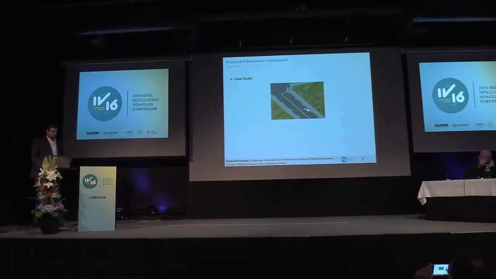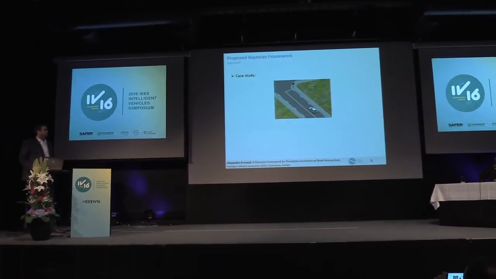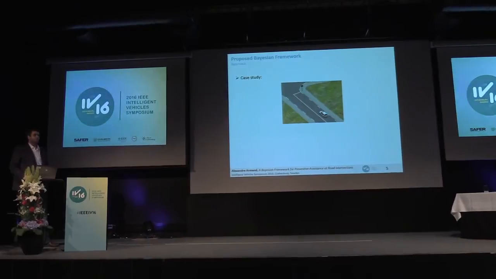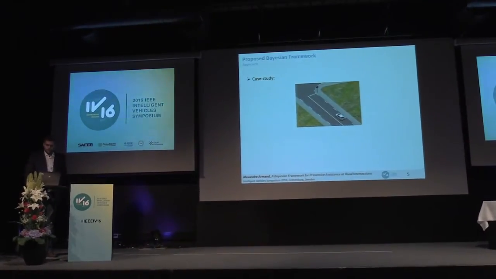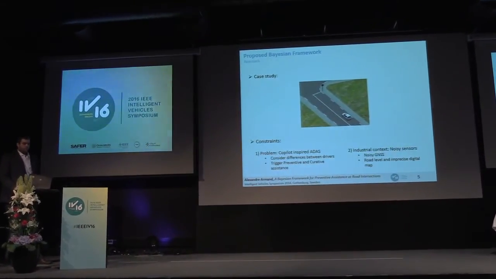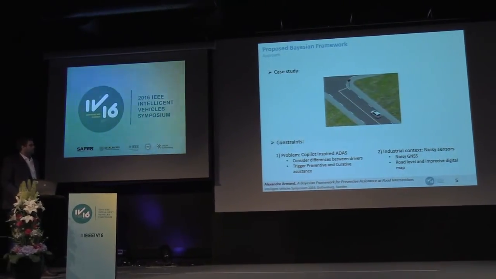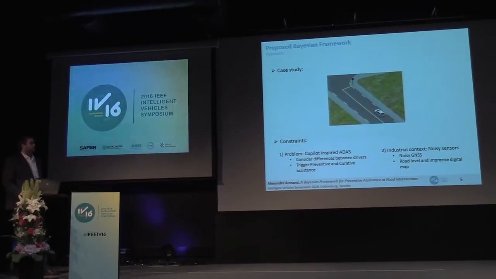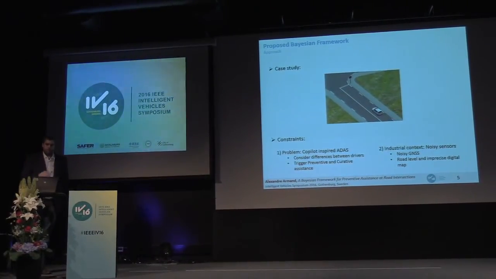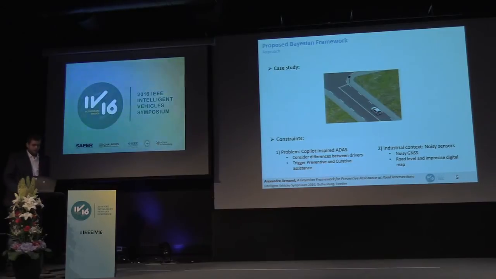So let's start. So this is the case study that we choose. This is a simple one, the approach of a single vehicle to stop intersection. And actually we have some constraints. The first one is the problem that we have. We want to get a co-pilot-inspired ADAS. So we have to consider differences between drivers, and we have to be able to trigger preventive assistance, but also curative assistance. And the second constraint is the industrial context of this work.